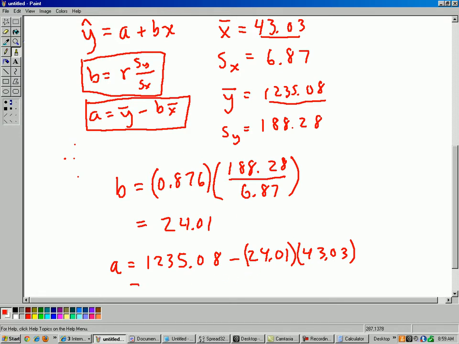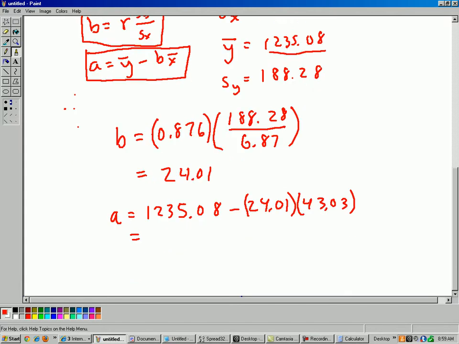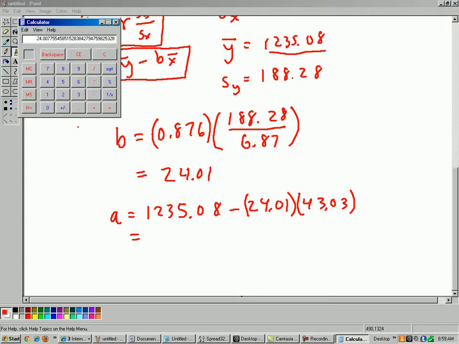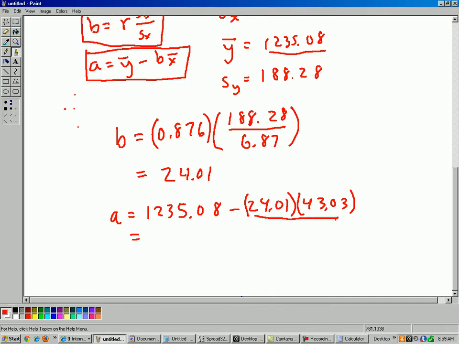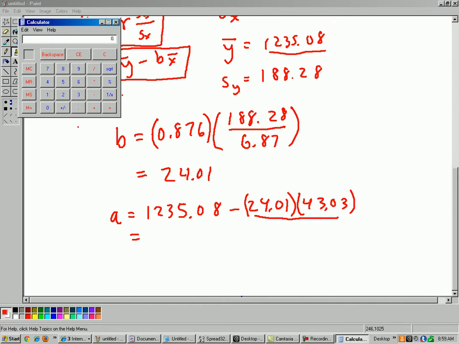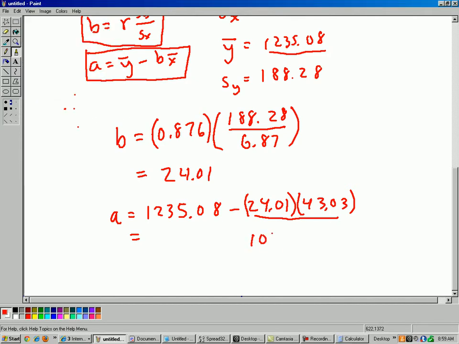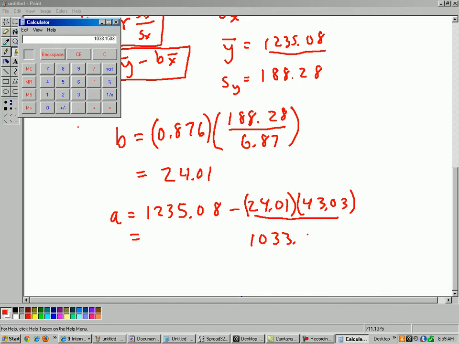So let's do this here. I'm not sure if the computer's calculator has order of operations built in, so just to be safe, I'm going to multiply 24.01 times 43.03. Let's do that first. 24.01 times 43.03 is 1,033.15.